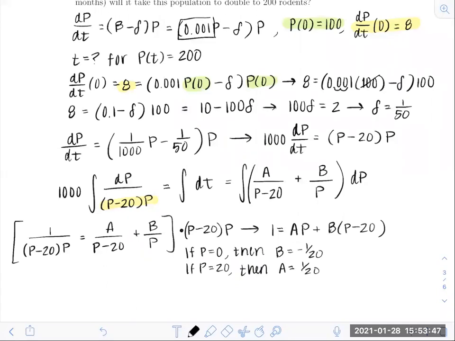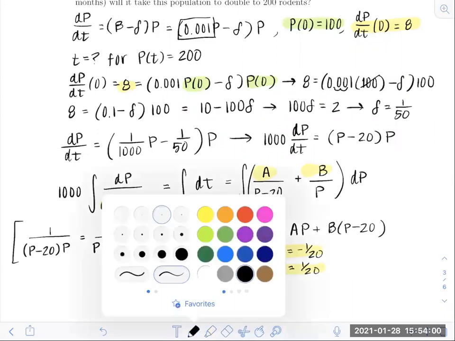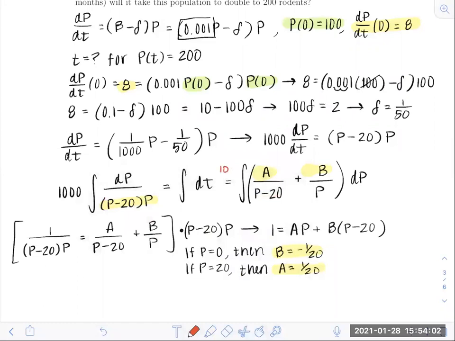Okay, so now what we would like to do is take these two values and plug them in up above to our integral. Now I'm going to go ahead and write it in red. I just noticed up here I did not include my 1000 over here. So make sure you don't lose track of that 1000.